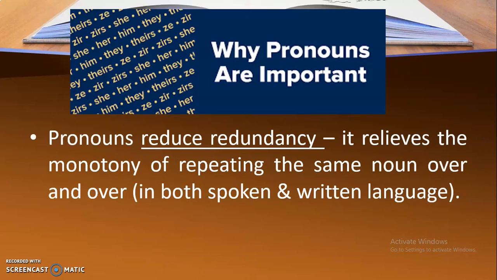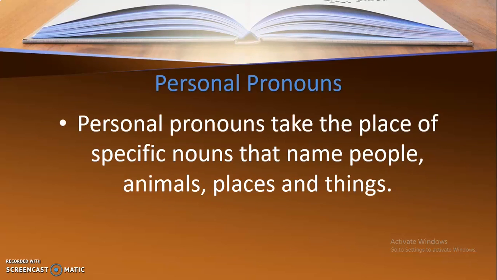When we ask why pronouns are important in whether spoken or written English language, it avoids redundancy. So rather than using monotonous language which is created by repeating nouns, pronouns give life to our sentences in both spoken and written language. So what are personal pronouns? Personal pronouns take the place of specific nouns that can name people, animals, places, or things.